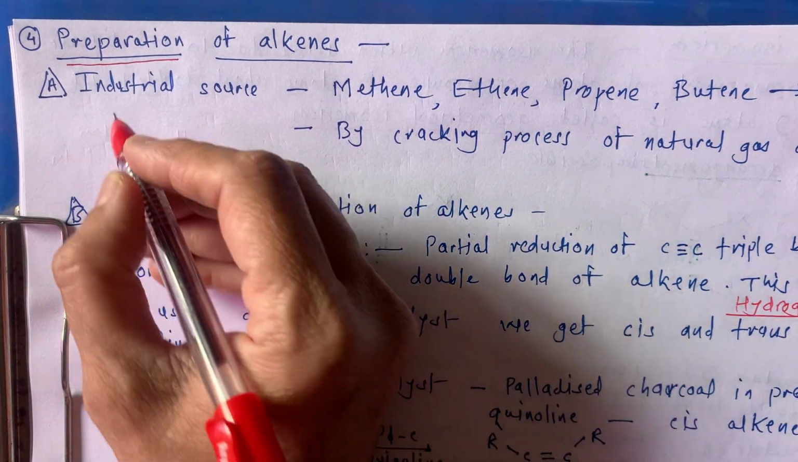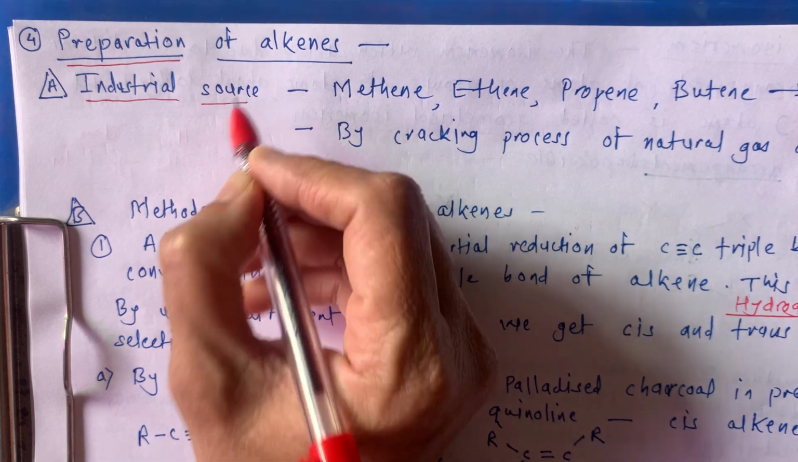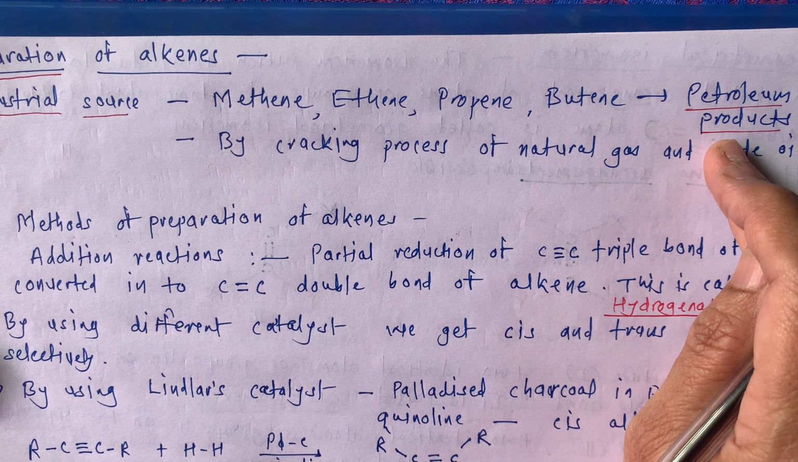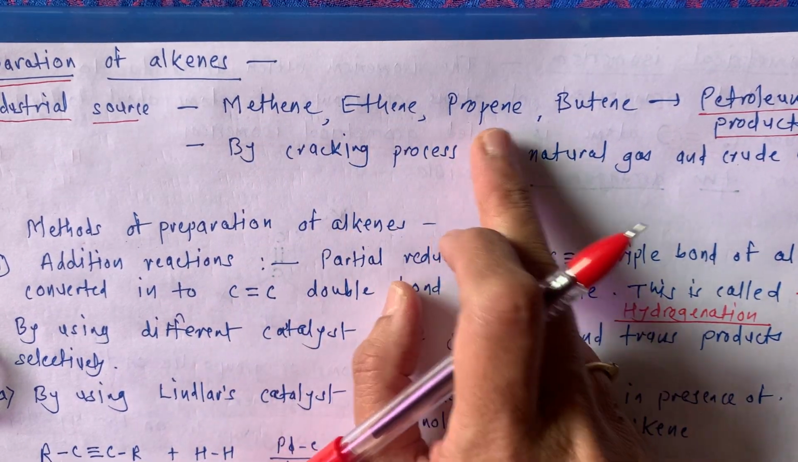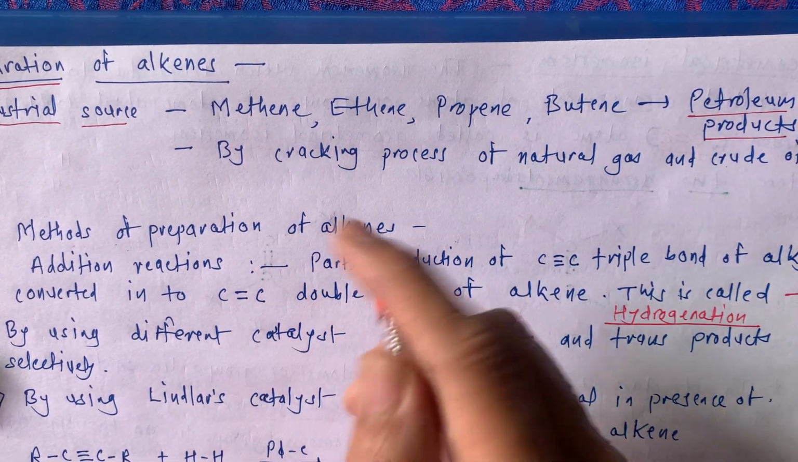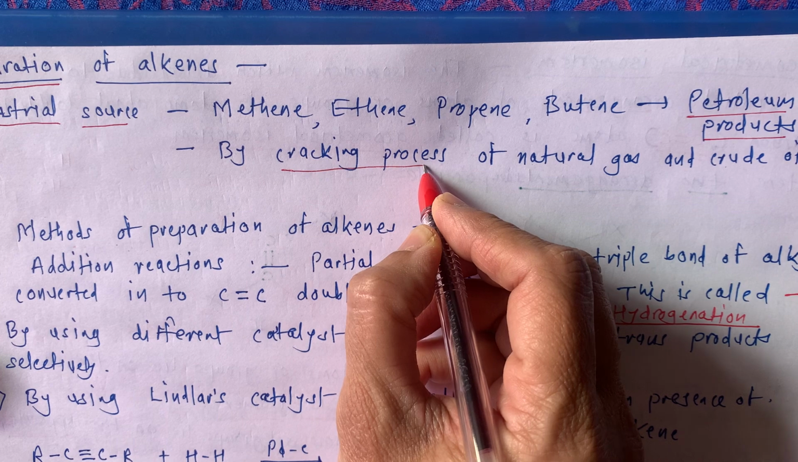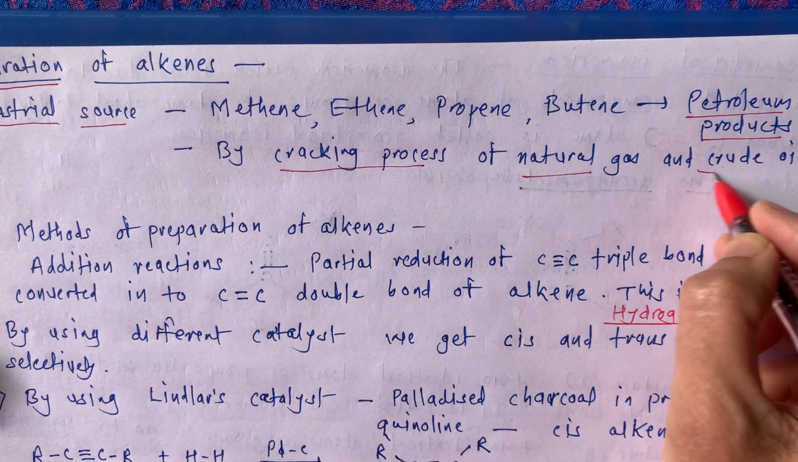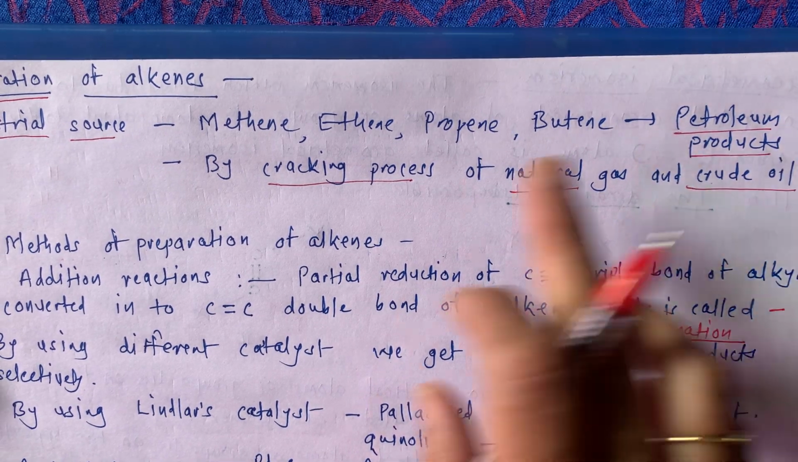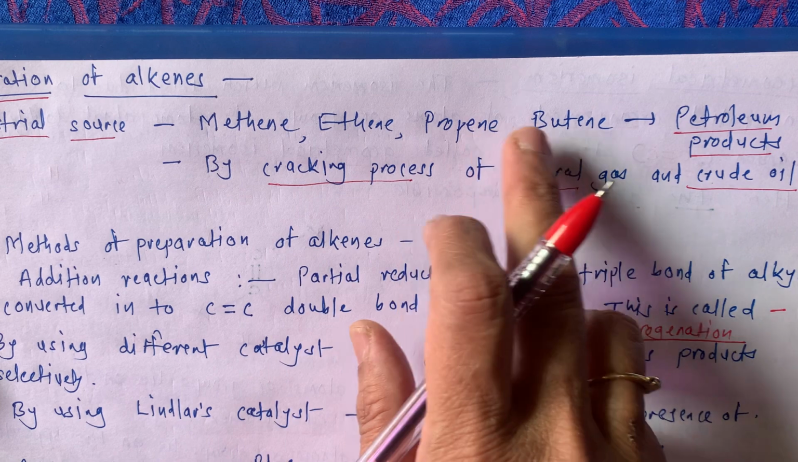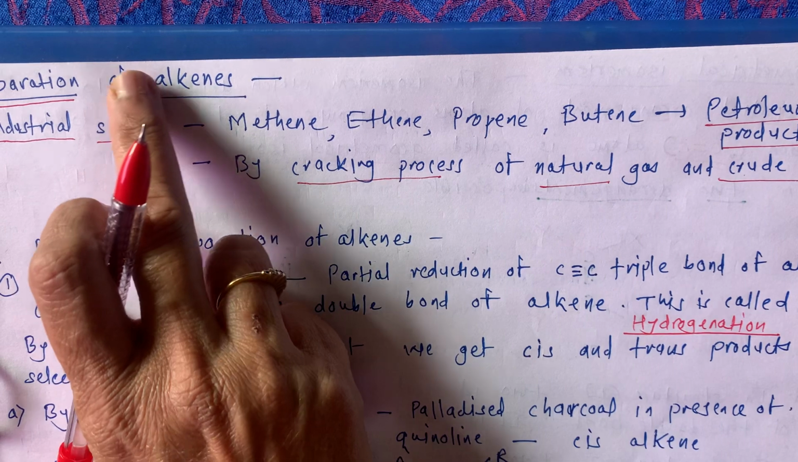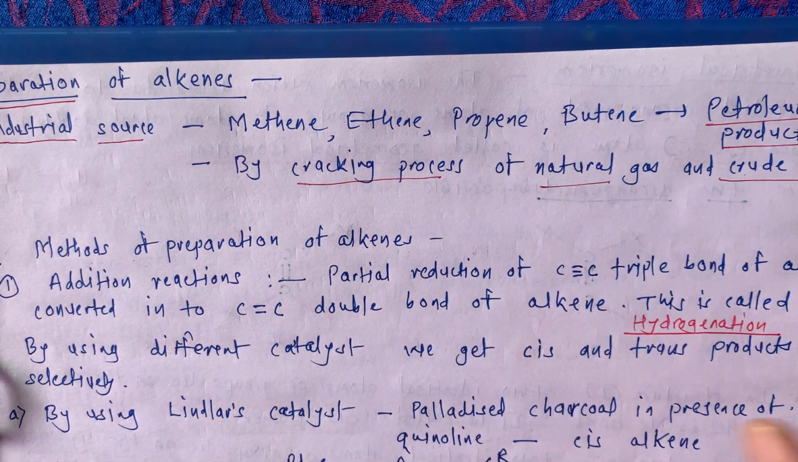Now here in alkenes, the first one is the industrial source of these alkenes, and that is nothing but petroleum products. From these petroleum products we can get methane, ethene, propene, butane. Whatever we get, all these are obtained by the cracking process of natural gas and crude oil. So from natural gas and crude oil, that is the petroleum products, all these are the byproducts which we use as alkenes.